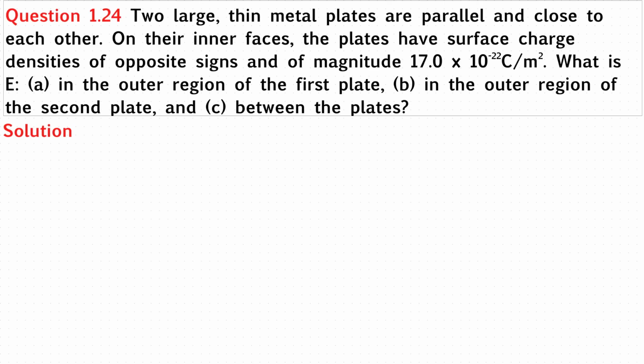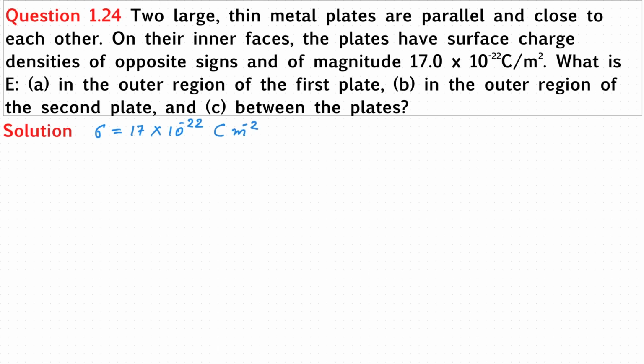Means here two plates are given parallel to each other, and their faces are towards each other, and they have a surface charge density of 17 into 10 raised to minus 22 coulomb per meter square, but the charges are of opposite sign, meaning one plate is positive and the other is negative. So in that case, we need to find the electric field in the outer region of the first plate, in the outer region of the second plate, and between these two plates. So we will start from the values first. Let me note down the value. Here the surface charge density sigma is 17 into 10 raised to minus 22 coulomb per meter square.